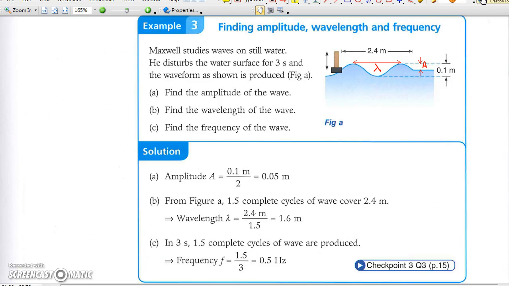Example 3. Finding amplitude, wavelength, and frequency. Figure 8 shows the waveform of a water wave. We can measure the amplitude and wavelength directly from the snapshot. And for the frequency, easy. Let me leave it to you.